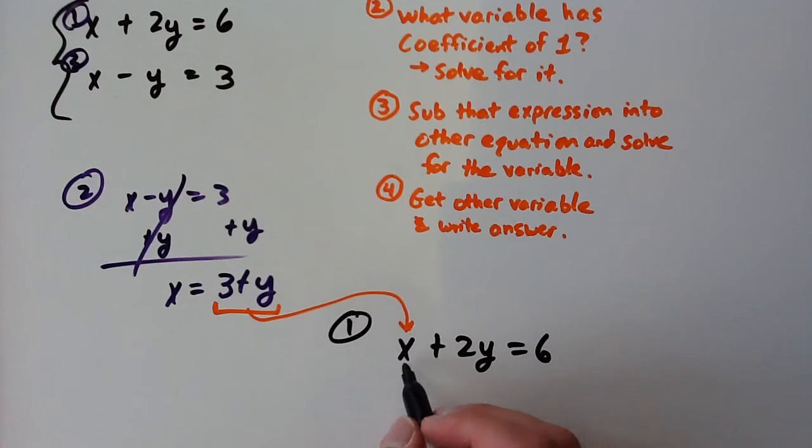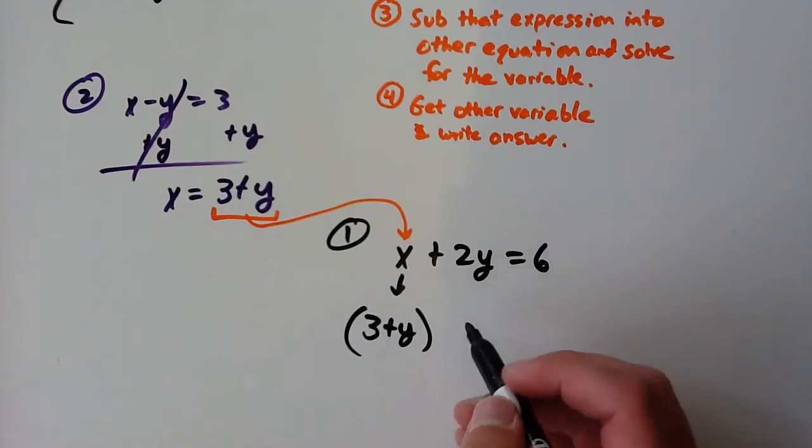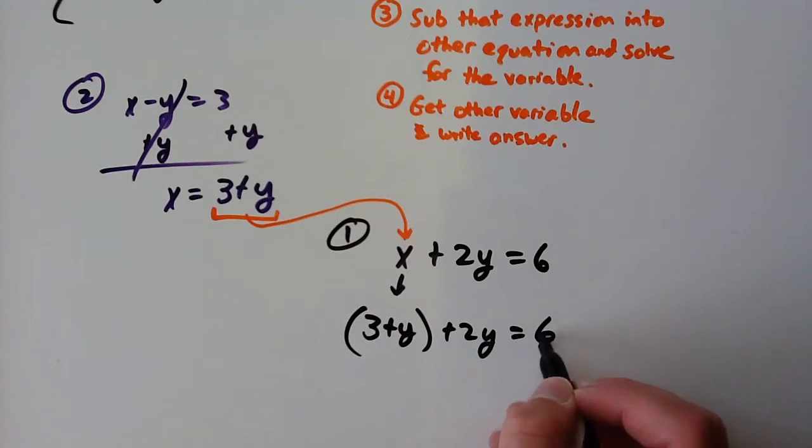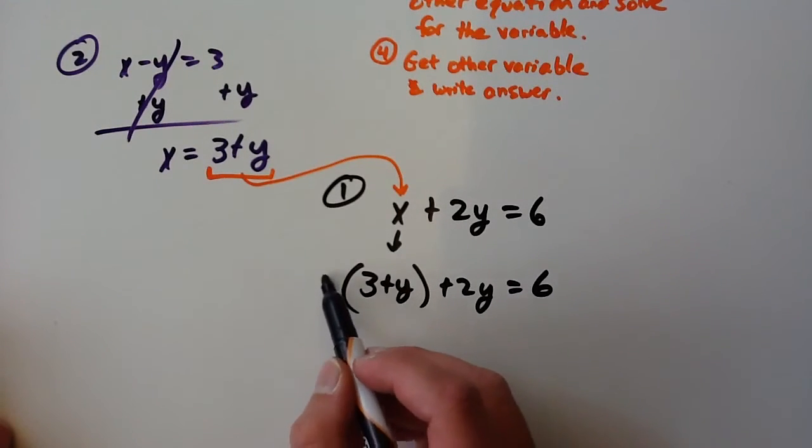So I take this, 3 plus y, I plug that in for x here. That's 3 plus y. Put it in parentheses. You always put it in parentheses whenever you sub it in. 3 plus y plus 2y equals 6, okay? So now I have an equation of one variable. That variable, of course, is y. Let's eliminate the parentheses by the distributive property.